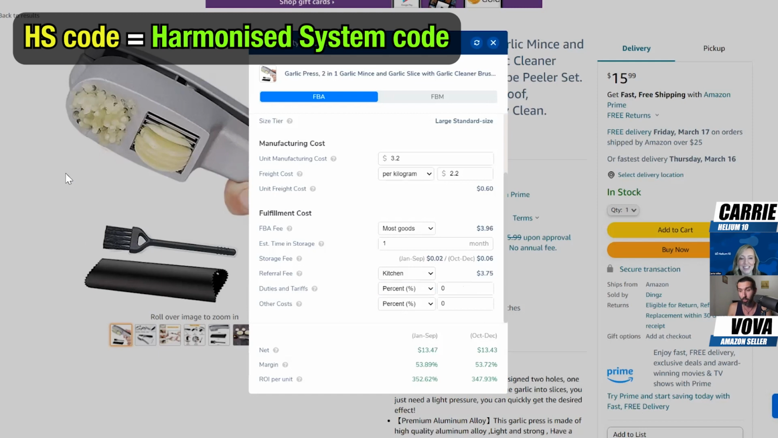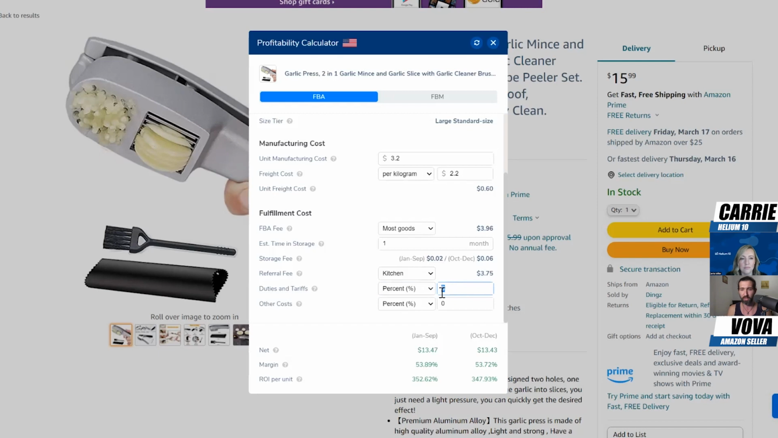But this is essentially a code that tells us that once we import things into, let's say, the United States, particular items will have particular duties. Let's say a garlic press. This is just an example. I don't really know the specific duty for that, but let's say we bought garlic presses for $1,000 and the tariff is 10%. So we have to pay an extra 10% of the inventory cost as duty and tariff. We need to check that beforehand with the forwarder or manufacturer. Then we just input the percentage. It depends. It can be 0, it can be 25. It can be kind of expensive.